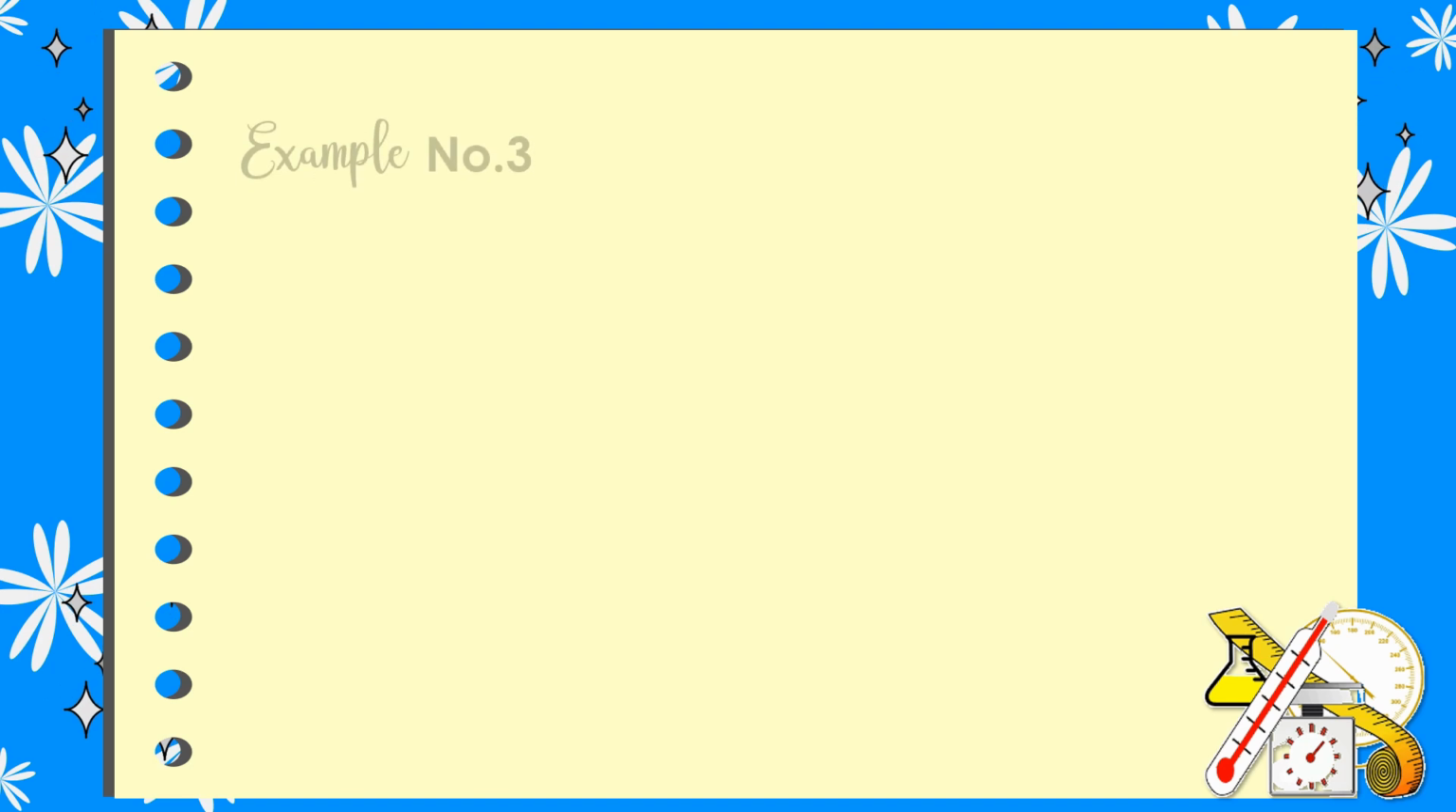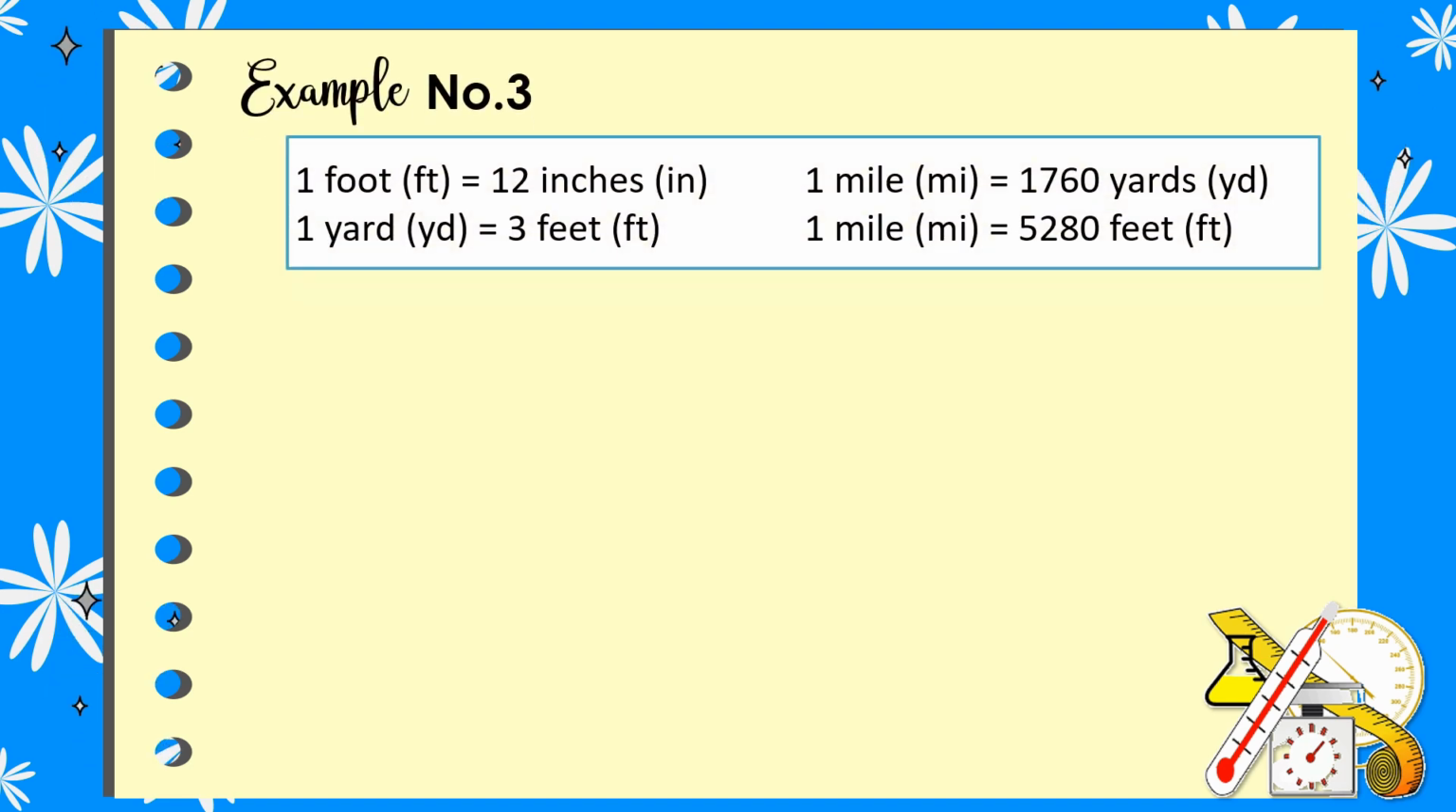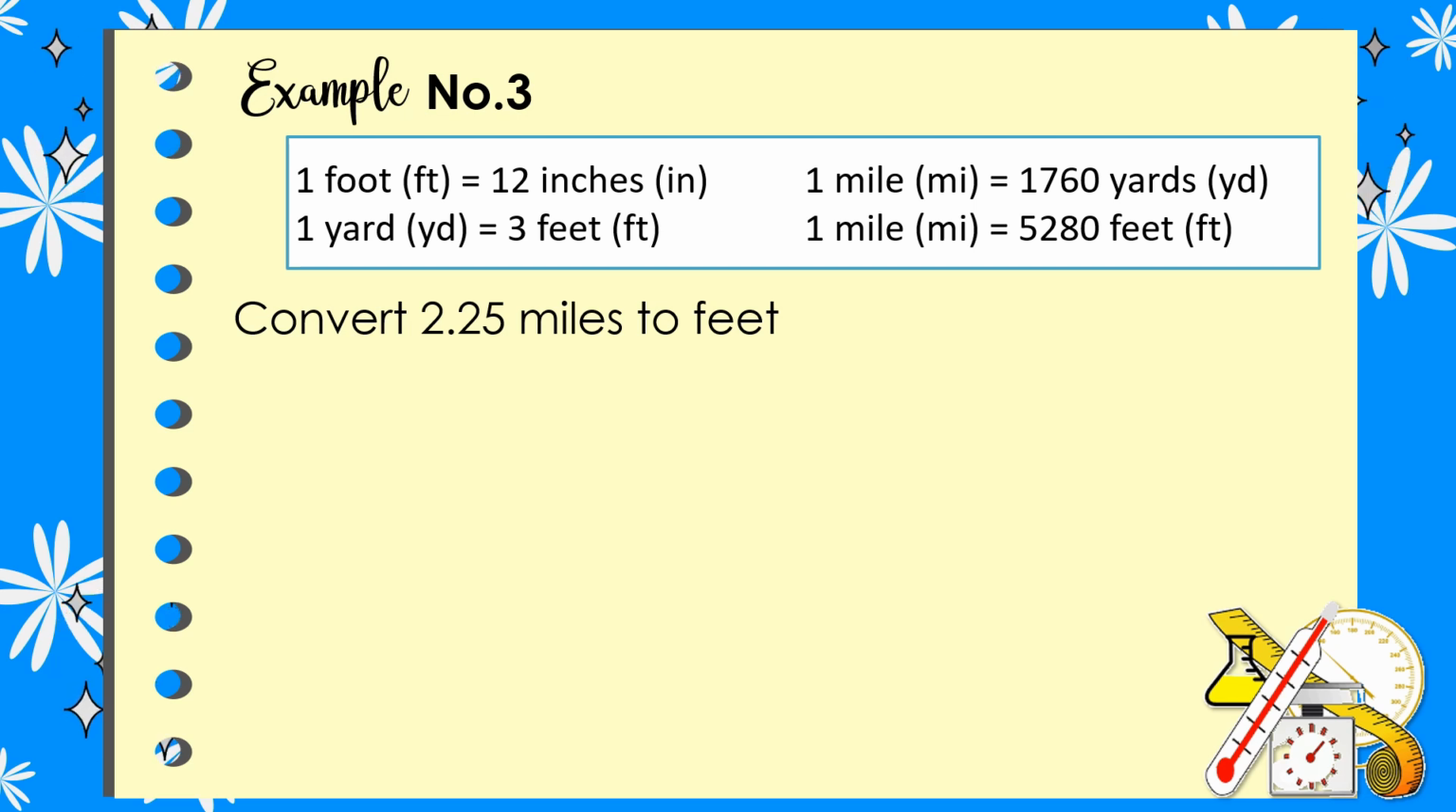Example number 3. Convert 2.25 miles to feet. So, hanap ulit tayo ng converting factor na appropriate. So, ang gagamitin natin is 1 mile is equivalent to 5,280 feet. Sagutan na natin yung tanong sa atin. So, sulat muna yung given, 2.25 miles. Ito times natin sa converting factor natin.